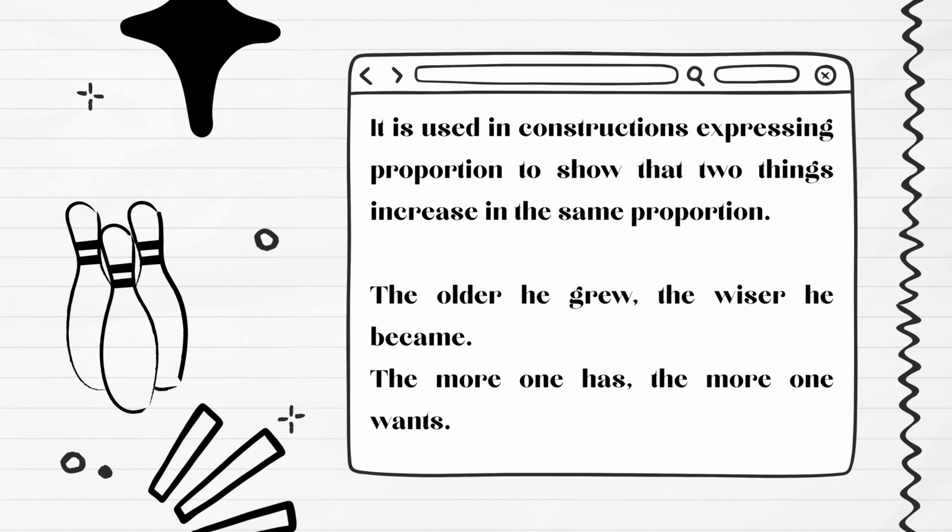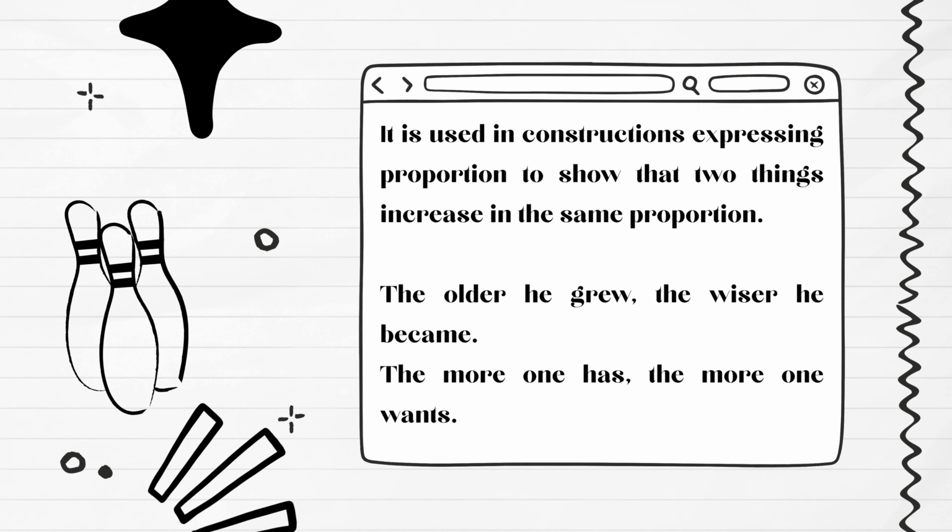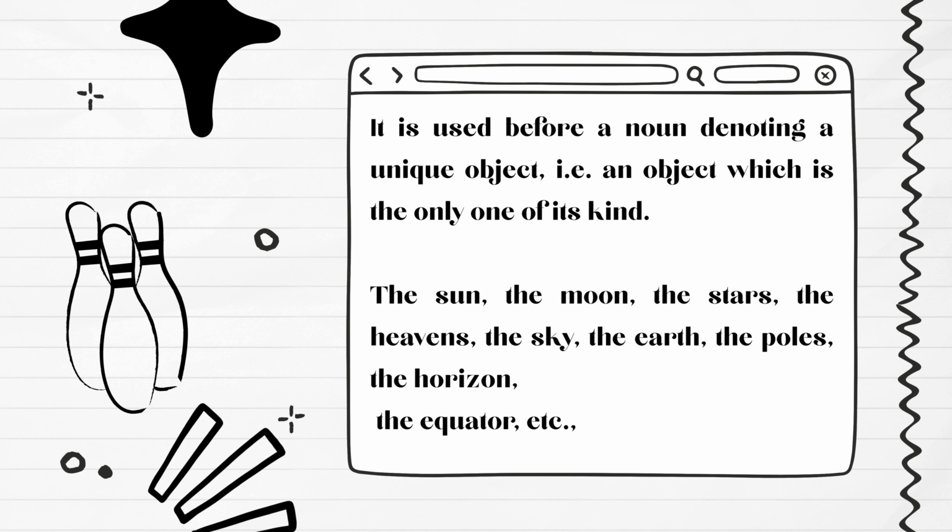It is used in constructions expressing proportion to show that two things increase in the same proportion. The older he grew, the wiser he became. The more one has, the more one wants. It is used before a noun denoting a unique object. That's an object which is the only one of its kind. The sun, the moon, the stars, the heavens, the sky, the earth, the poles, the horizon, the equator, etc.